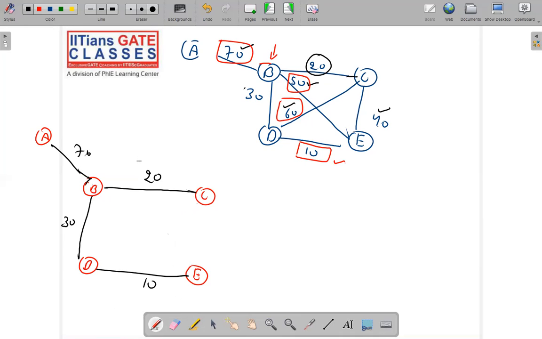The time complexity analysis we will do once we cover the single source shortest path algorithm, which is Dijkstra's algorithm, our next algorithm. So this is the minimum spanning tree of this graph.